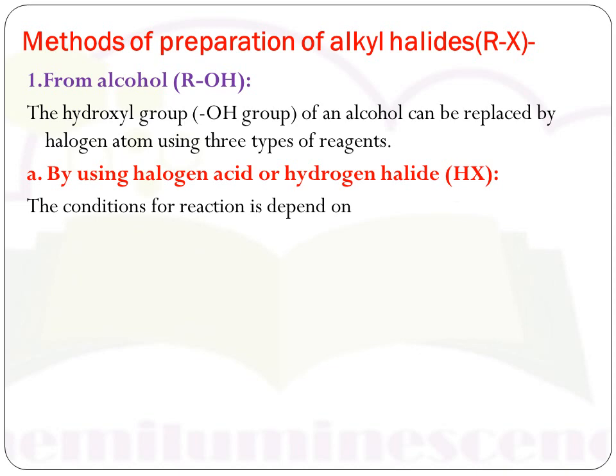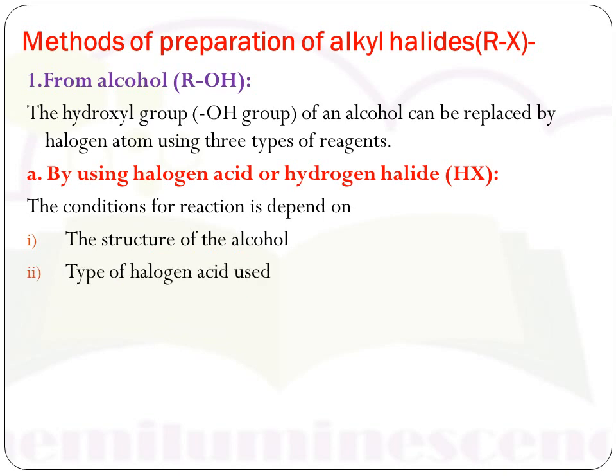The condition for this reaction, that is the reaction between alcohol and hydrogen halide, depends on two factors. The first one is the structure of the alcohol, that is which type of alcohol we are going to use, whether it is primary alcohol, secondary alcohol or tertiary alcohol. The second is the type of halogen acid, whether we are going to use HCl, HBr or HI. The product formed depends on these two conditions.